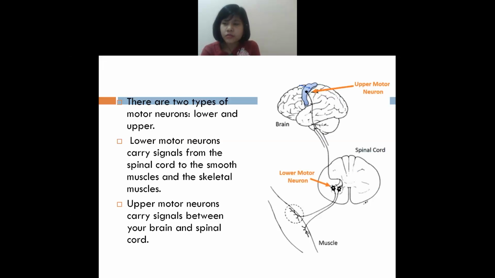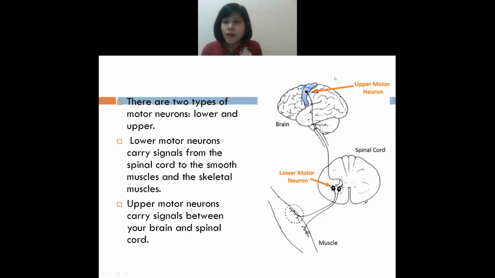It is lower and upper neurons. Okay, motor neurons. What do the lower motor neurons do? They used to carry signal from the spinal cord to the smooth muscles.